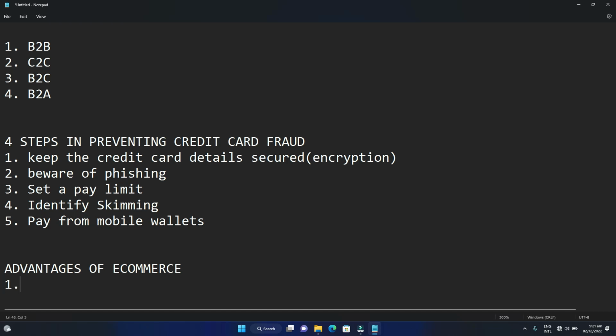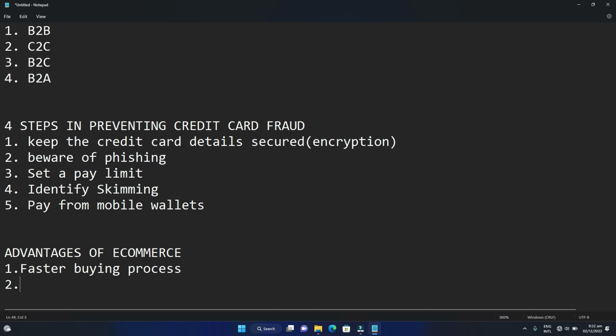The first thing I'll say is there's a faster buying process. I'm going to go through them rapidly. Faster buying process. When you are buying, it's fast. You don't have to wait for someone to finish buying before you buy. Just like when you go to a shop in front of your house and there are 4 people, you have to wait for the 4 people to be served before you are served, unless you have connection.